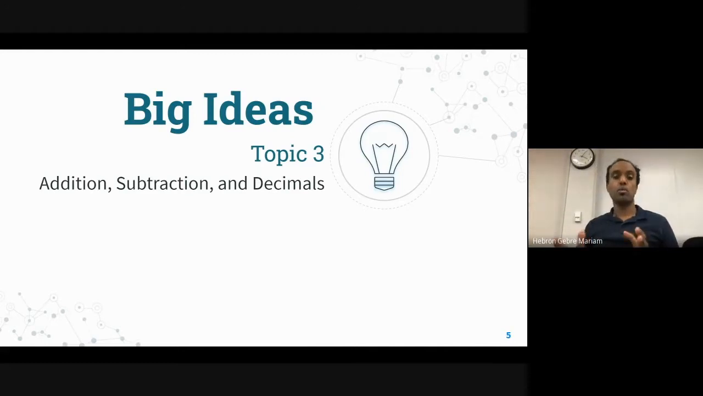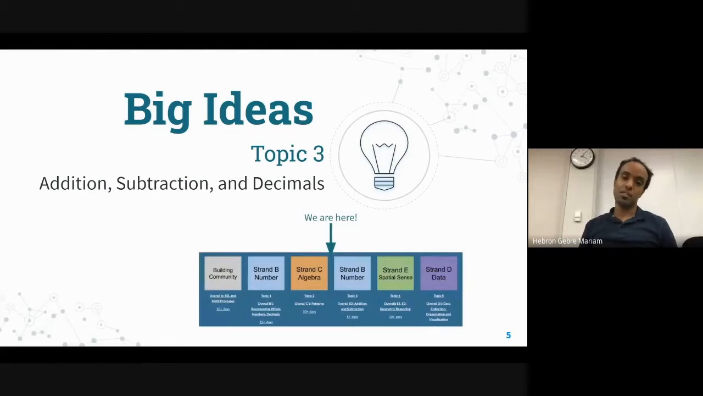So we're timing this just in time, always earlier than where the bulk of people will be getting into topic 3, because we know we want you to have it when you get to it. It doesn't mean that you are exactly here when we say we are here. We know that our pacing, depending on our class and our transitions, is going to be different. And the big idea concept that we're going to tackle today is addition, subtraction, and of course decimals.